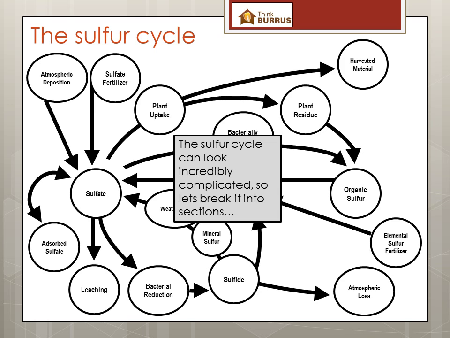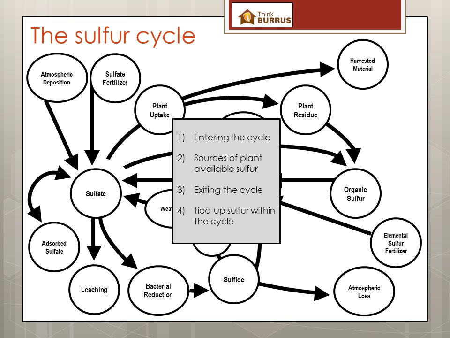So once again, the sulfur cycle can look incredibly complicated, but we're going to break it into sections, into bite-sized pieces to try and get you introduced to it, because it's going to help us understand a lot of the questions we have, the answers to a lot of the questions we have about this important nutrient called sulfur. We're going to talk about entering the cycle, sources of plant available sulfur as you look at this cycle, exiting the cycle, and how stuff gets tied up within the cycle. We're going to look at these pieces of the sulfur cycle as we discuss this topic.